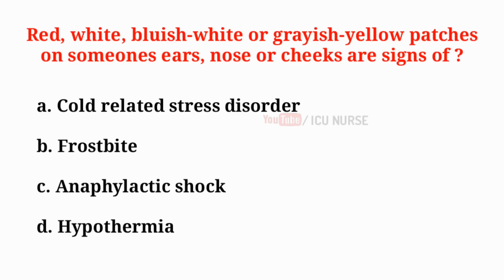Red, white, bluish white or greyish yellow patches on someone's ears, nose or cheeks are signs of A. Cold related stress disorder. B. Frostbite. C. Anaphylactic shock. D. Hypothermia. And the correct answer is B. Frostbite.